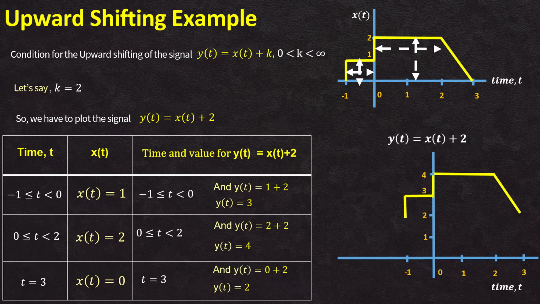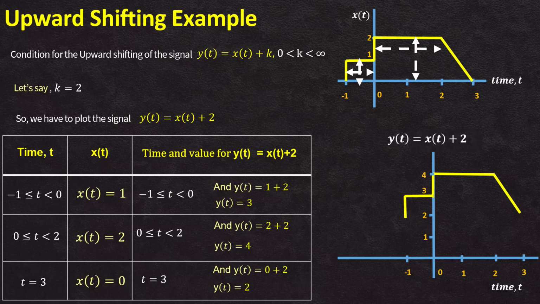If we look at the two waveforms, then we can see that for the signal x(t), the time axis exists from minus 1 to 3, and for the signal y(t), which is x(t) plus 2, the time axis is also available from minus 1 to 3, so no change takes place in the time axis. So we can say that in order to obtain the amplitude shifted signal y(t), we have added 2 to the amplitude axis of the signal x(t), and the time axis of the signal x(t) remains the same.